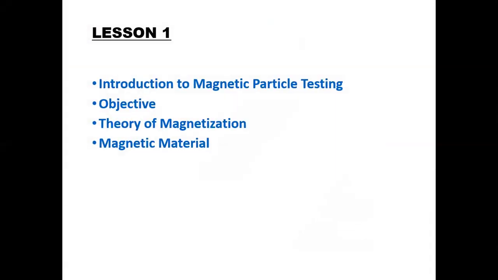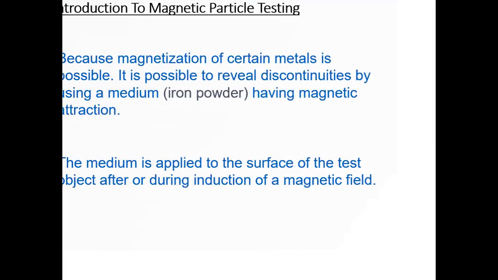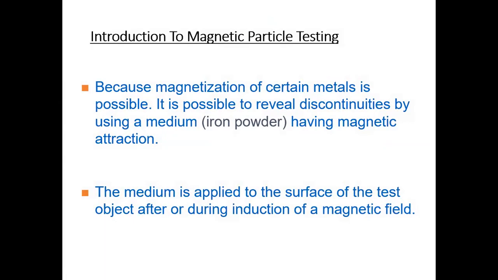In lesson number one, we are seeing the introduction to magnetic particle testing, objective, theory of magnetization, and magnetic material. Magnetization of certain material is possible, and it is possible to reveal discontinuities by using a medium, iron powder, having magnetic attraction. In the case of ferromagnetic material, if you apply current to it, the job, the specimen, becomes a magnet. So that's why we can do magnetic particle testing of ferromagnetic material.